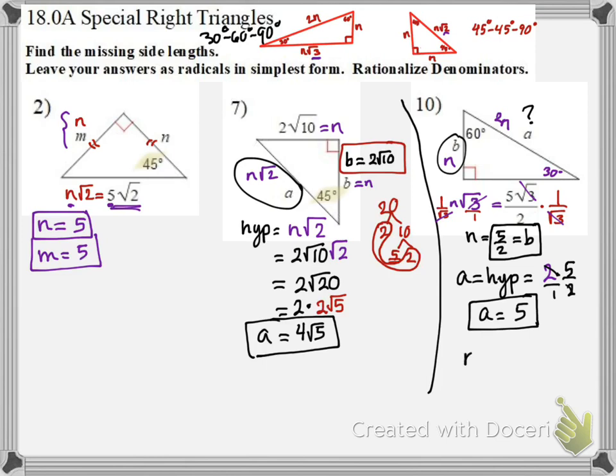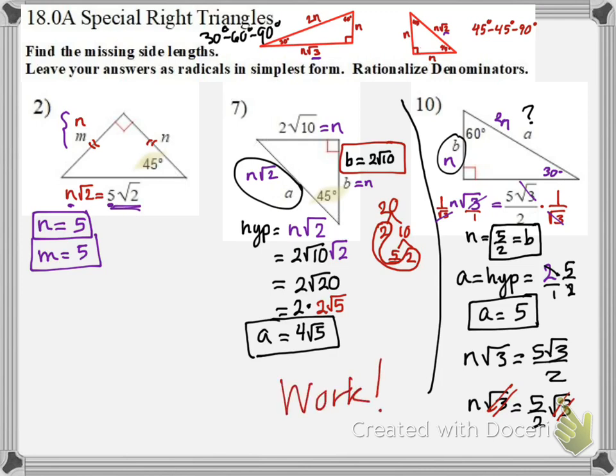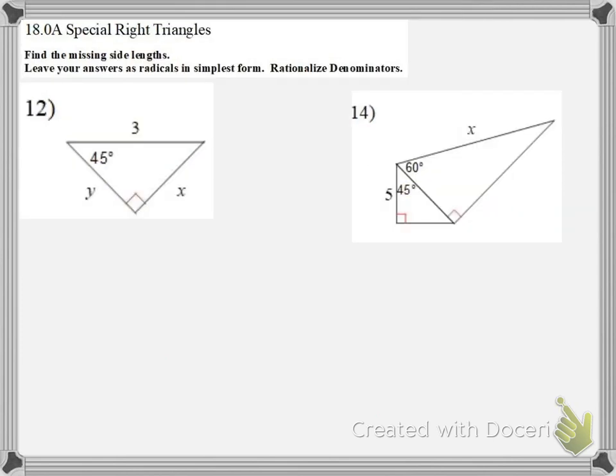Originally I had n root 3 equals 5 root 3 over 2. If I had looked at that as n root 3 equals 5/2 root 3, maybe I would have been able to see right away that I could get rid of the root 3's, and I would have had n equals 5/2. It would have saved some time, so maybe technically if you saw that right away, you wouldn't have to show any work. But here, I had to show you some work. Here, no work required, but it's okay if you wanted to do some work. Let's look at the next examples.